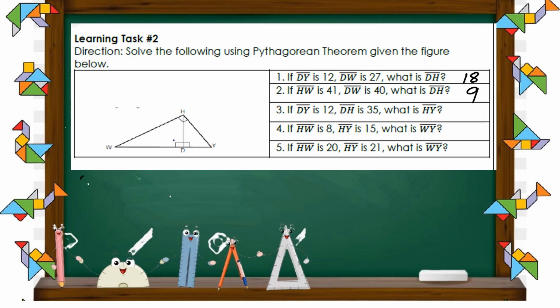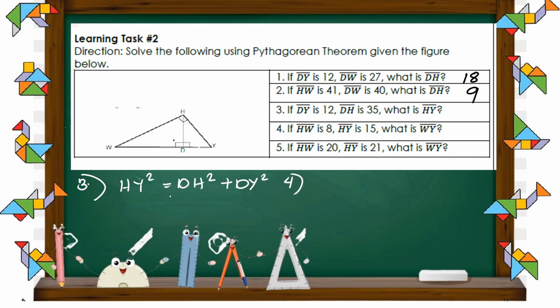For number 3, we're given DY and DH. Your unknown is HY. To get the value of your HY, you're going to use HY squared is equal to your DH squared plus your DY squared. So that's how you're going to solve your number 3.